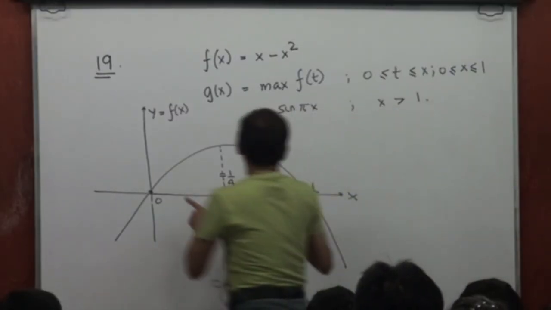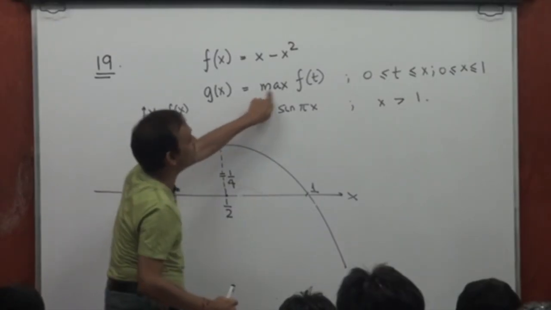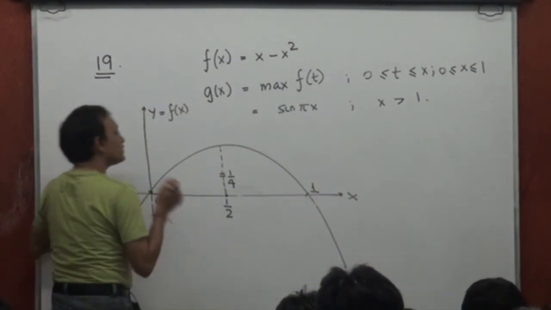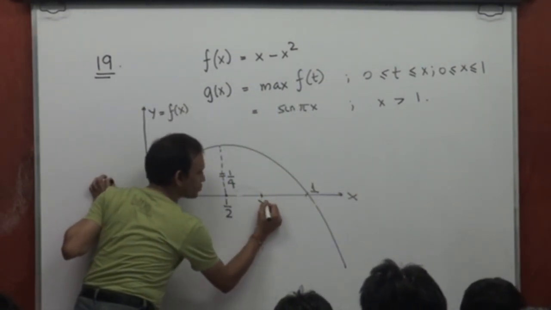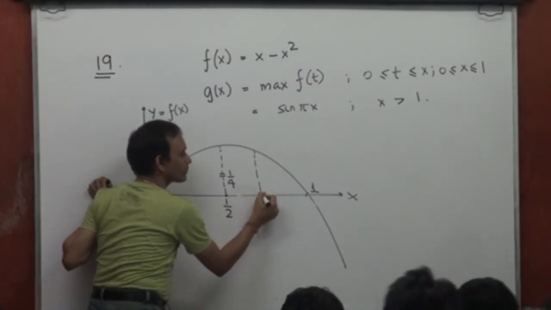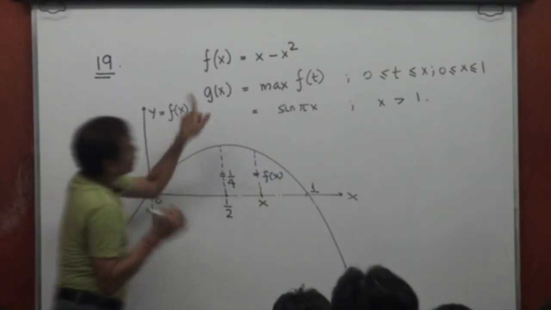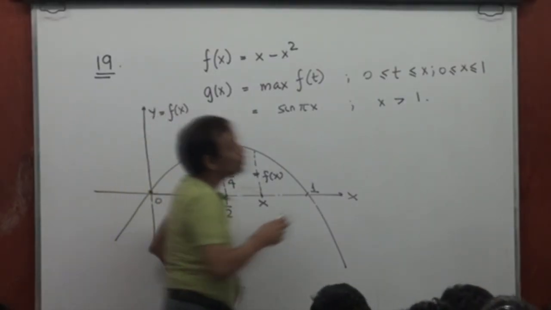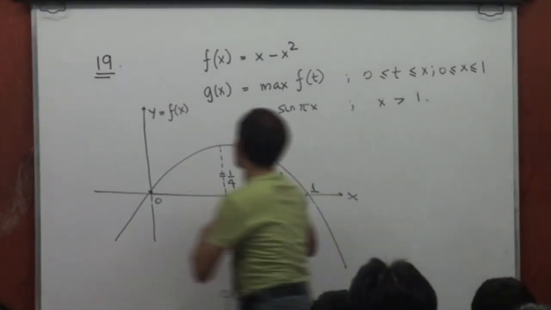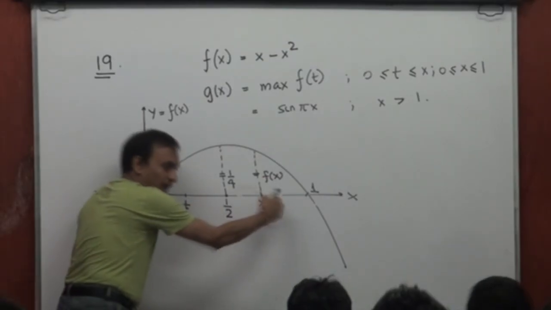Now, for any x between 0 and 1, g(x) is defined as the maximum of f(t), where t runs from 0 to x, which means what? If there is any x from 0 to 1, then this is f(x), right? But what is g(x)? To determine g(x), you choose a running variable t that runs from 0 to x.